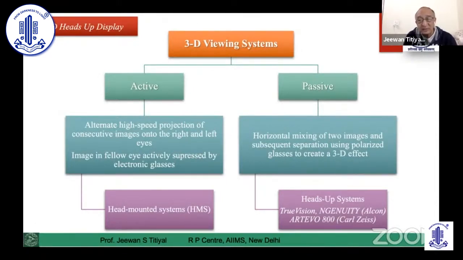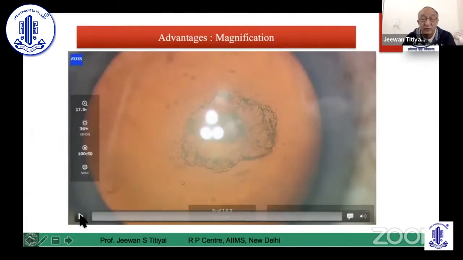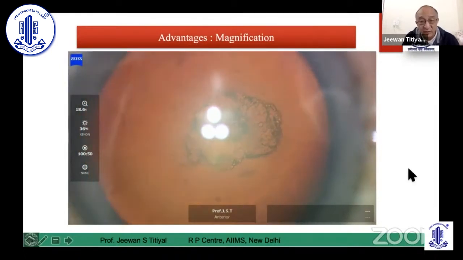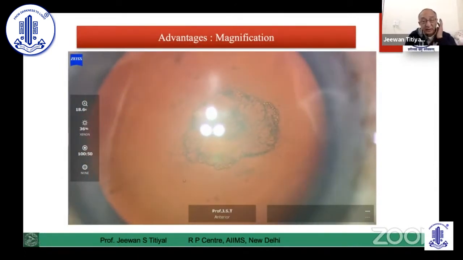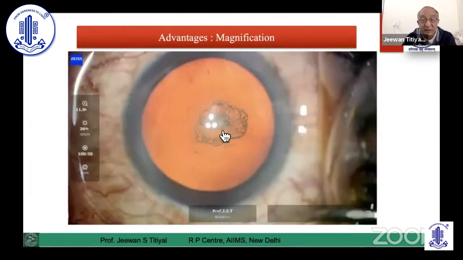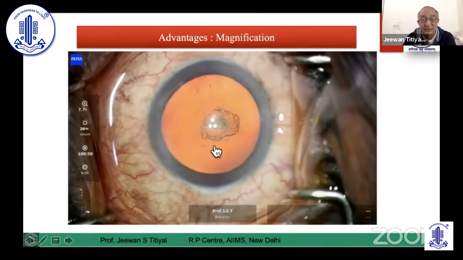We do have 3D systems, active or passive. What we use is a passive 3D system where we use a heads-up system. We have two available in India, Ingenuity and Artevo cases. So this is what Dr. Garewal talked about. You can go to very, very high magnification in these patients. My illumination is around 36%. You can see 17.5 times magnification. And despite this magnification, the image doesn't get distorted. Only thing, the movement of the eye or patient can be magnified also, so you have to be a little careful in these cases. So this is very, very advantageous. If you have a complication like PCR, you can see better and you can manage better in these cases.